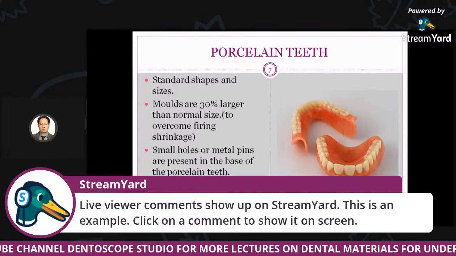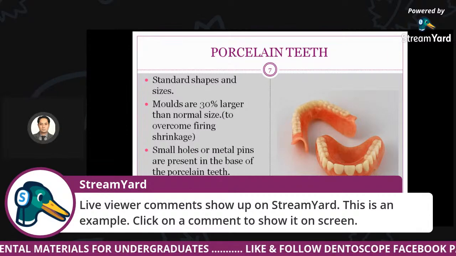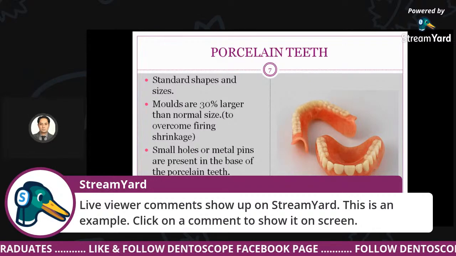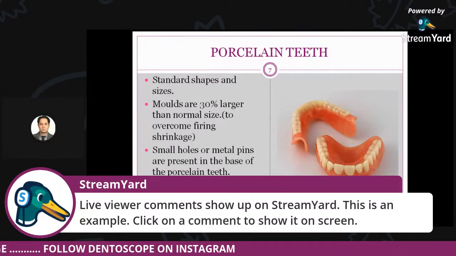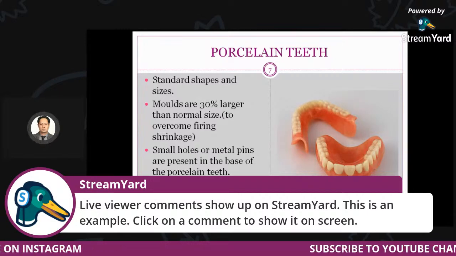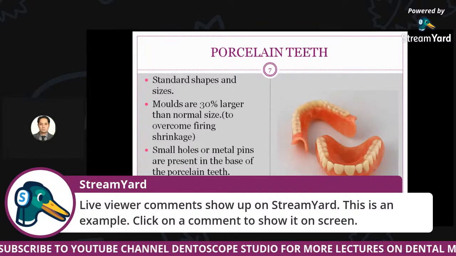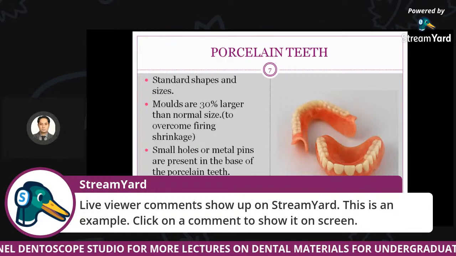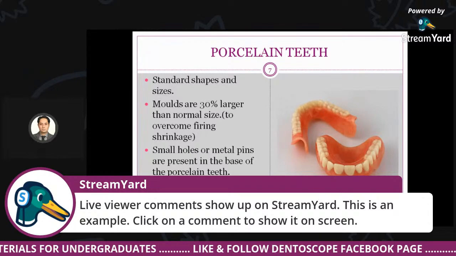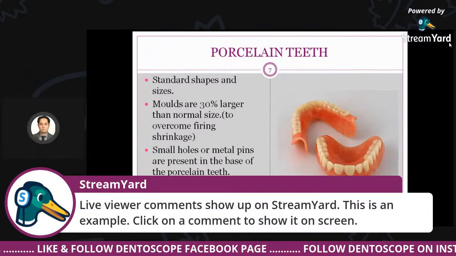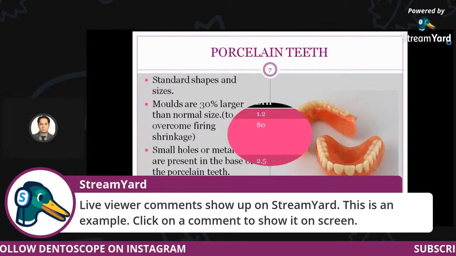Then, as we know, porcelain or ceramic is such a hard material that it has the tendency to wear up the enamel of the opposite tooth. If you have given the partial denture in a molar region with a porcelain artificial tooth, and in the opposing teeth there are natural teeth present, when the patient starts to chew, after some time you will observe that the opposing natural teeth wear off, because ceramic is such a hard material.